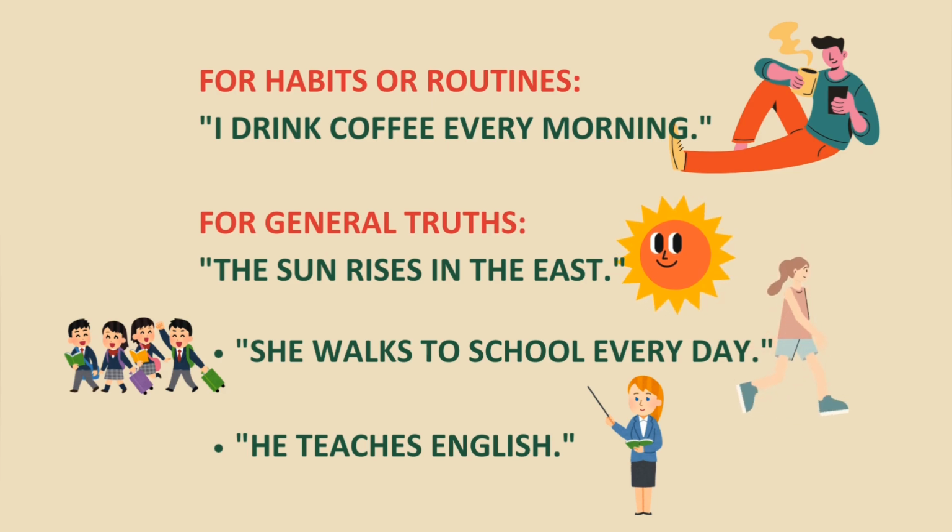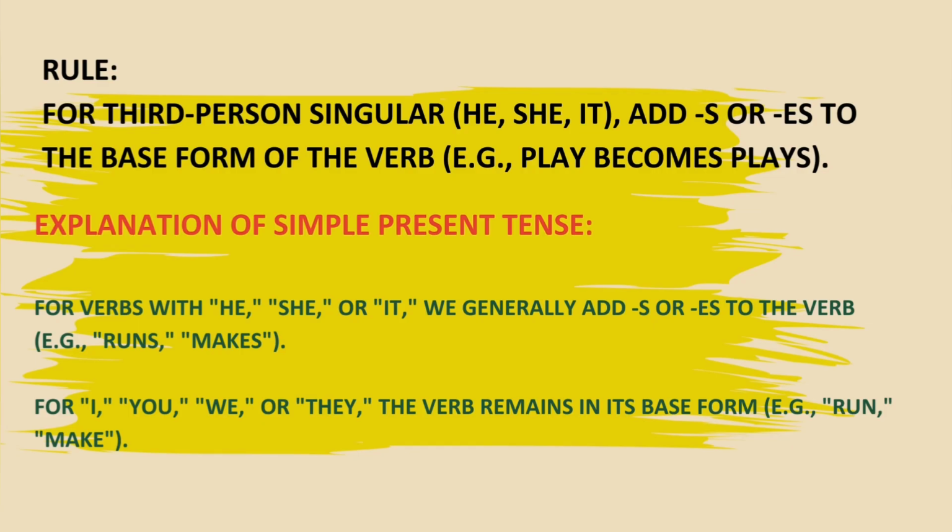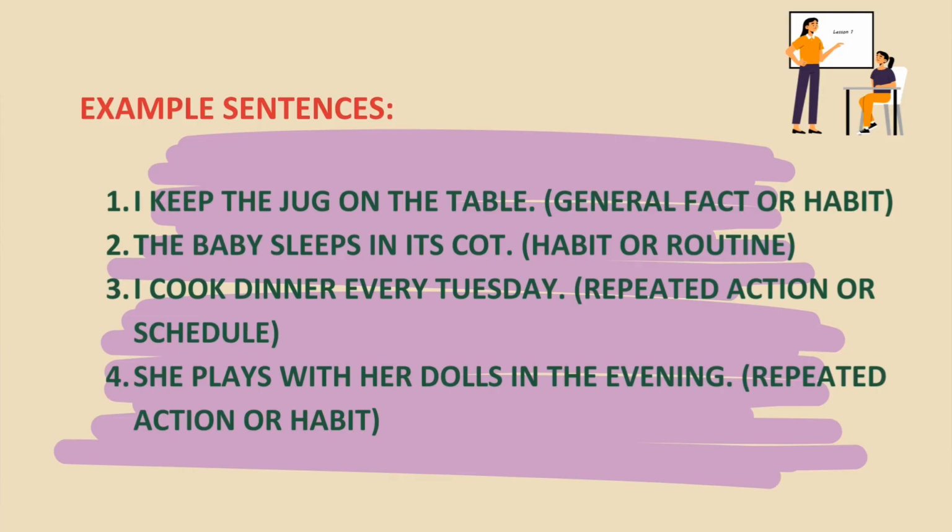Notice how we use the base form of the verb, but with subjects like he, she, or it, we add an s. For example, she walks to school every day. He teaches English. We add s for he, she, it. The verbs in the simple present tense often add s for third-person singular subjects: he, she, it. Rule: for third-person singular, add s to the base form of the verb, e.g., play becomes plays. Example sentences: I keep the jug on the table.